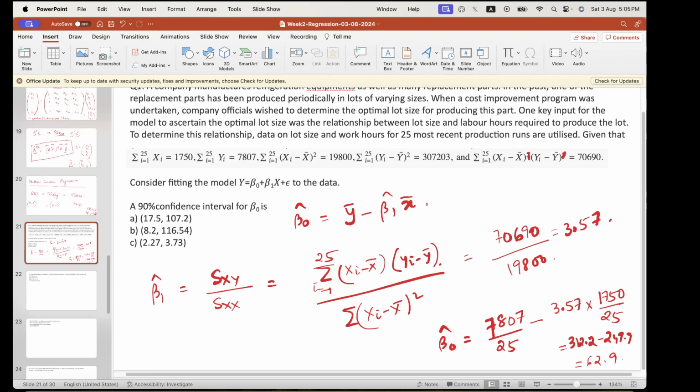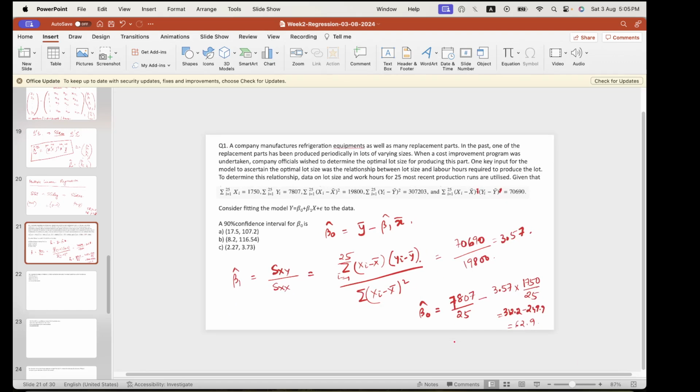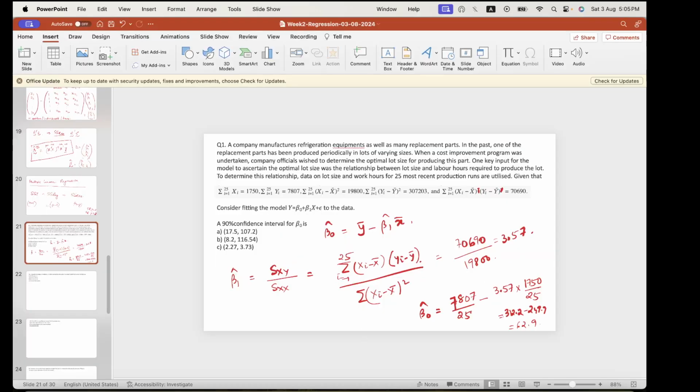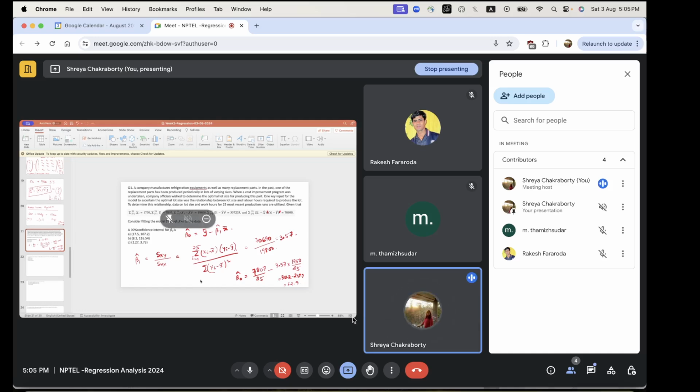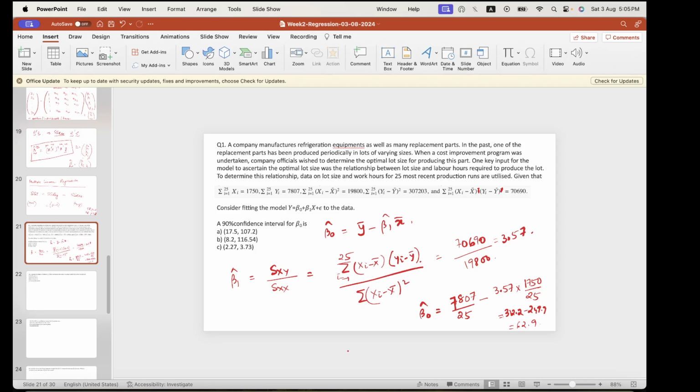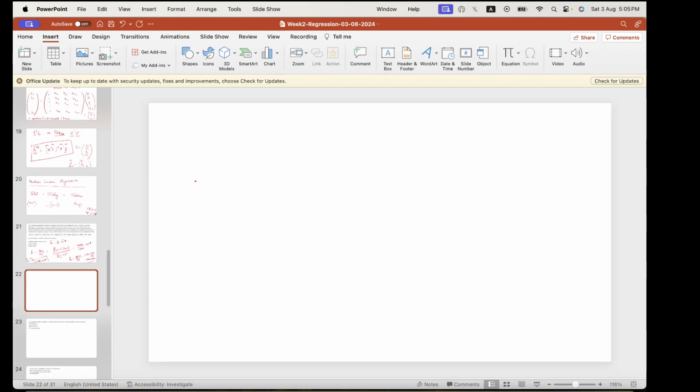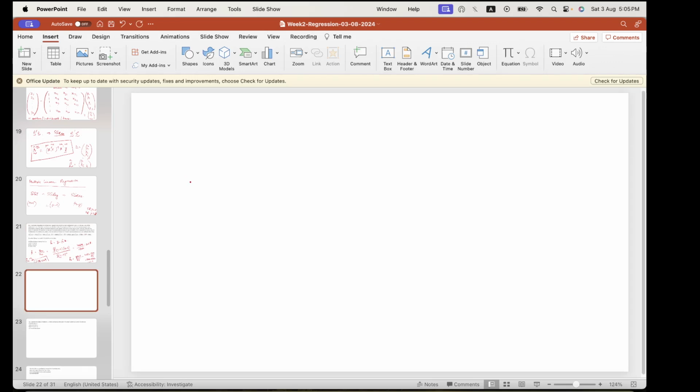Alright, now the next thing is to find out how beta naught hat is distributed. So yes, 62.38. Okay, fine, correct. 62.38 or 62.9, whatever it is, this is the value of beta naught hat. So first, we have calculated how beta naught hat is coming. The next thing is that we already know, but we'll just brush up on the distribution of beta naught hat.